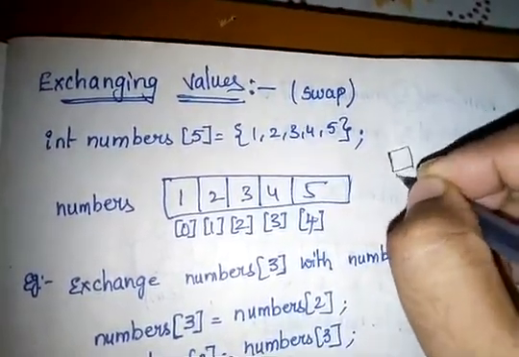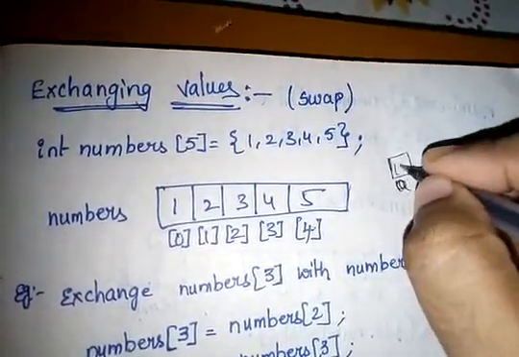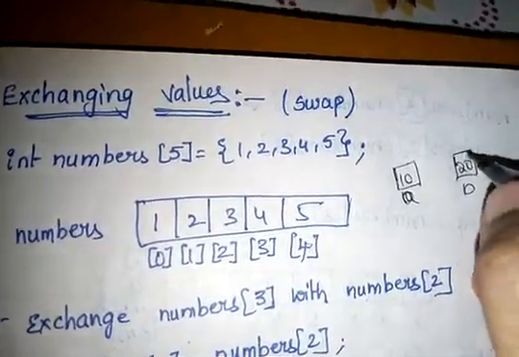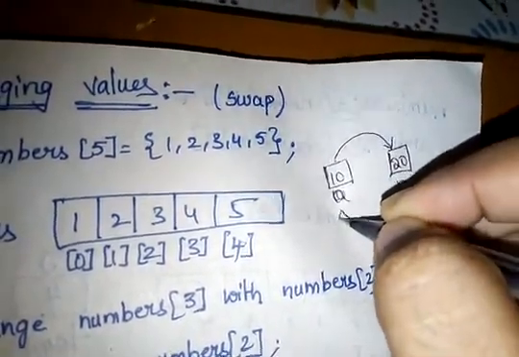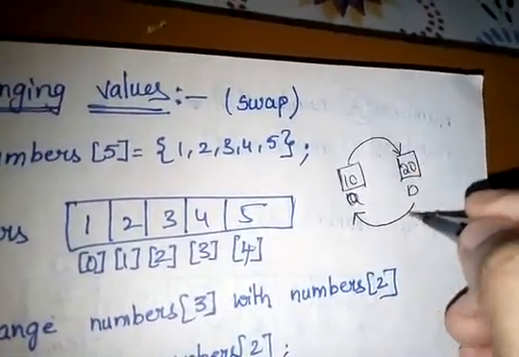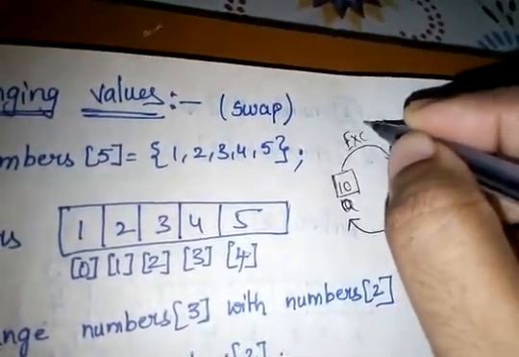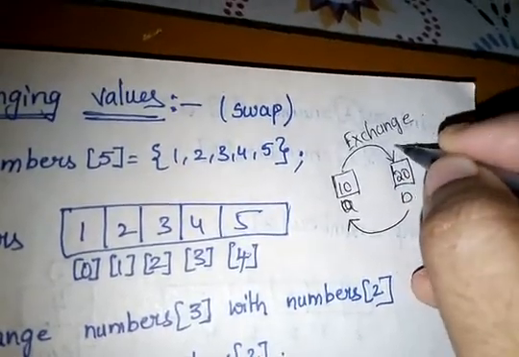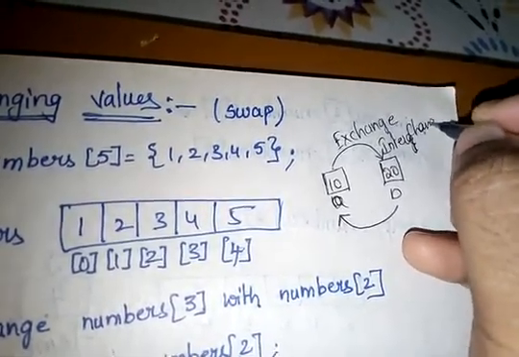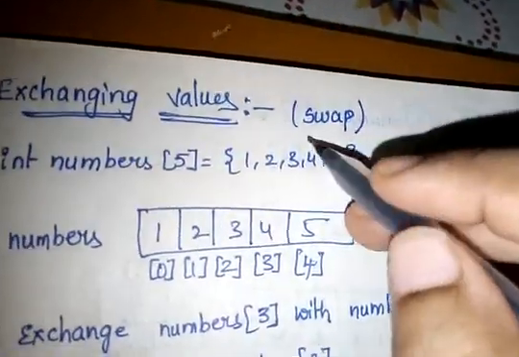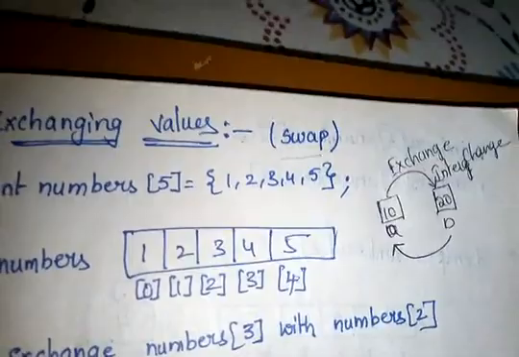when you have, say for example, two variables a and b, which have some numbers 10 and 20, and if you want to place the value in a into b and the value of b into a, this interchanging of two numbers within one another is known as exchange or interchange, or even you can call it swapping of two numbers. Swapping is nothing but exchanging of two numbers.